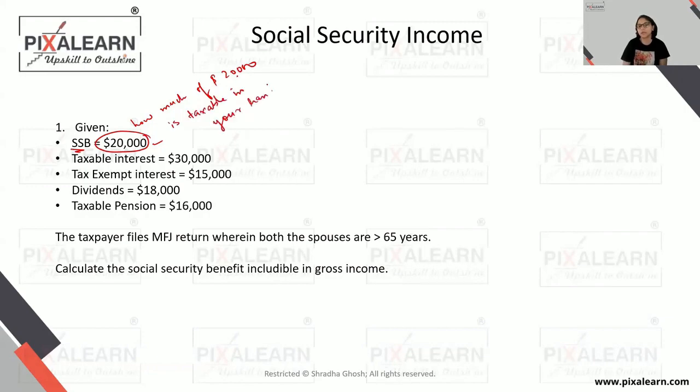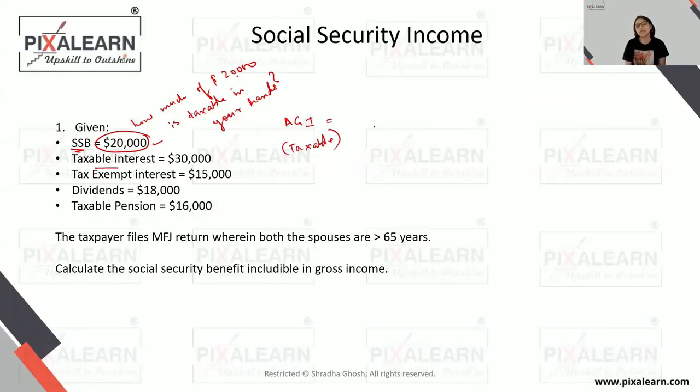Okay, so this is the question that we're trying to determine. What we'll do, we'll first start with the AGI. What is the AGI? AGI will include all your taxable income, everything which is taxable. We've not learned adjustments till now, but for the time being, in the questions also, they will not give you adjustments. But remember, AGI is not gross income, it is gross income minus adjustments.